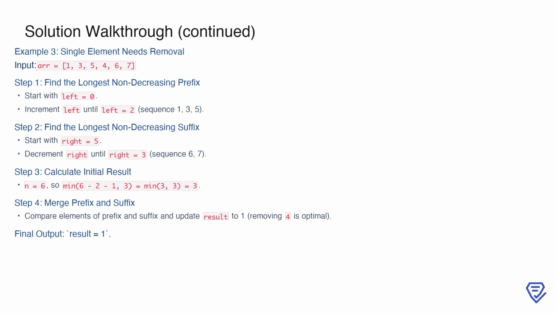To calculate the initial result, we remove the middle portion between left and right. With n equals 6, the result is min(6 - 2, 1 + 3) equals min(3, 3) equals 3. Finally, we attempt to merge the prefix and suffix. Comparing elements between the two, we determine that removing the single element 4 is optimal. This updates the result to 1. Therefore, the shortest subarray to remove is of length 1, and the final result is 1.